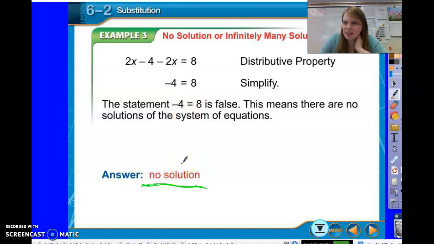I'm guessing that this system of equations, if you put it on a graph, should be parallel, so those lines will never cross. Since they don't cross, there's no solution. We can't say where they do cross. So let's look at it.